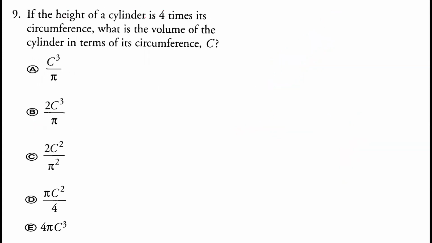Now, if the height of a cylinder is 4 times its circumference, what is the volume of the cylinder in terms of its circumference? So we know that circumference equals 2 pi r, and we can write r as c over 2 pi. Now, what is the volume of the cylinder? So the volume of the cylinder is pi r square h.